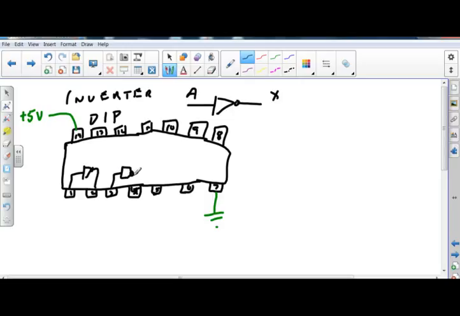Way to go. That looks so much like an inverter, I tell you. And these other guys go the other way, right? Yeah.